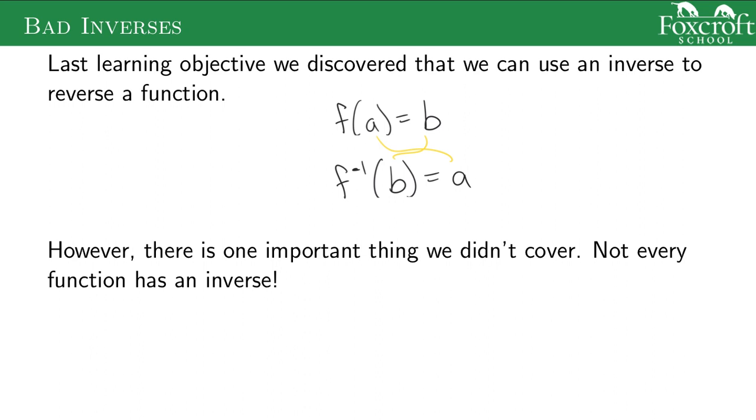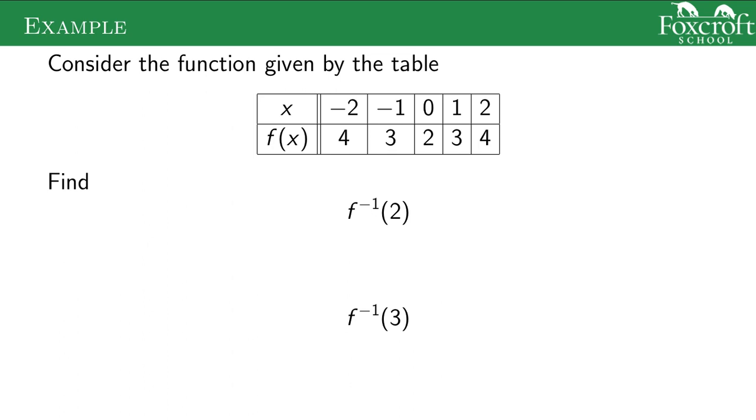But the one important thing we didn't cover in that previous learning objective was that not every function has an inverse. So let's see why that might be true. Let's consider this table, which is about our function f of x. The first question: we're going to find f inverse of 2. We learned this in the previous video. Inverses just do it in the opposite way, so our original function would go from the top row down, and my inverse is going to go from the bottom row up. So I'm going to start at 2, and I'm going to get out 0. And so f inverse of 2 is 0.